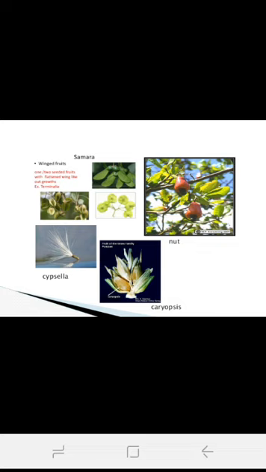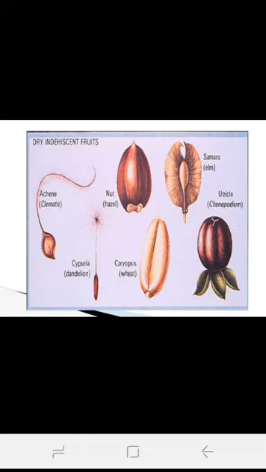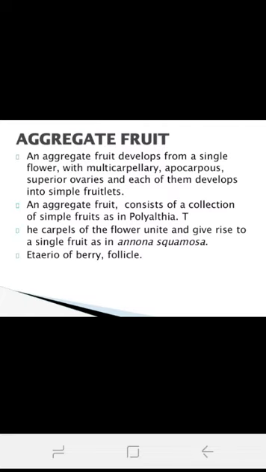These are some examples of Samara, winged fruit. Then Cypsela, you can see hairs. Then Caryopsis, you can see the grains. Then nuts, cashew nut, etc. These are the dry indehiscent fruits. Others, Akene, Cypsela, nut, utricle, etc. Till now we discussed the simple fruits, that is, fruit developed from a single flower, single ovary.